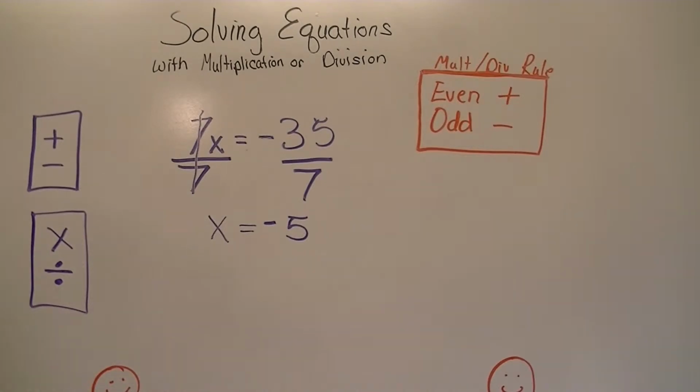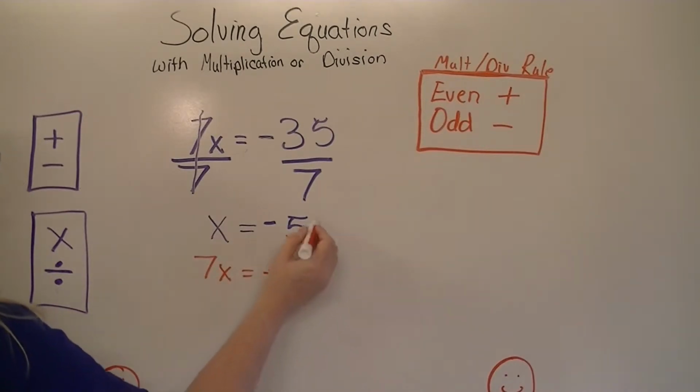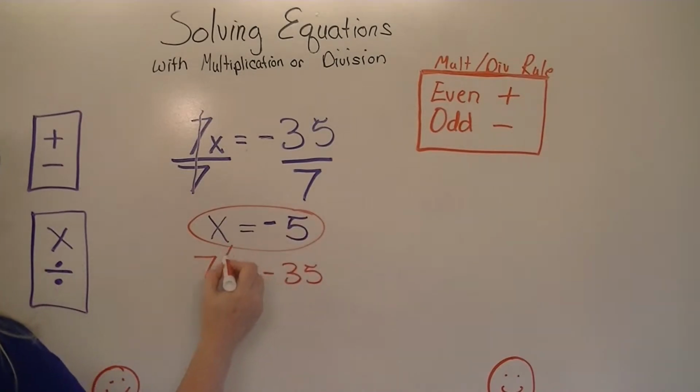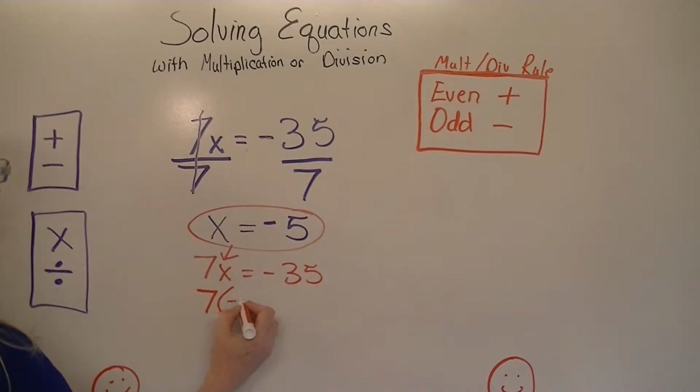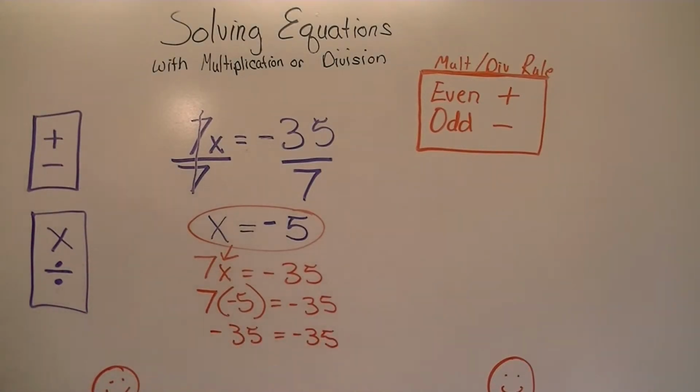Now we can also check our answer by starting with the original equation. We solve for x, and we're going to substitute it right here, like that. And then if we solve this side, we get negative 35 equals negative 35. So you know that you got the right answer for x.